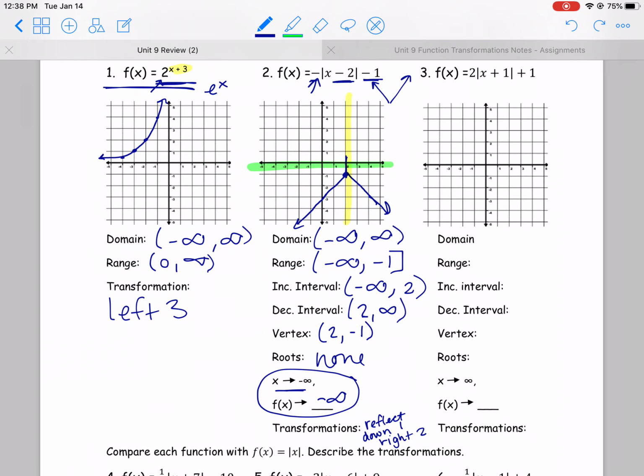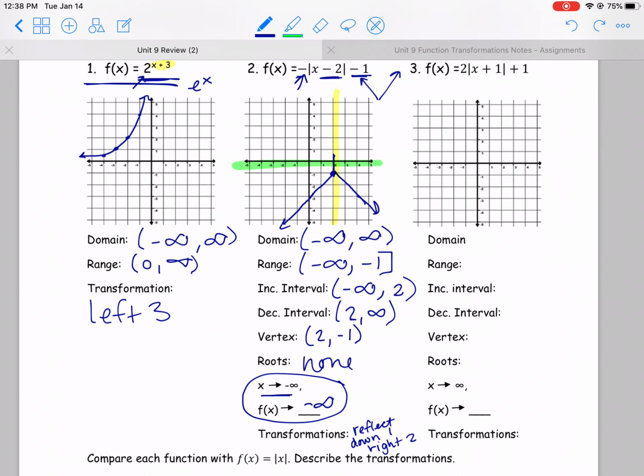All right, based on what we did on number 2, you should be able to have quite some good, easy success with problem 3. So hopefully you can identify the vertex from what's given there.